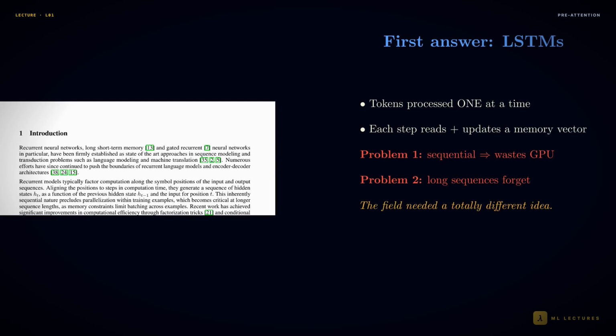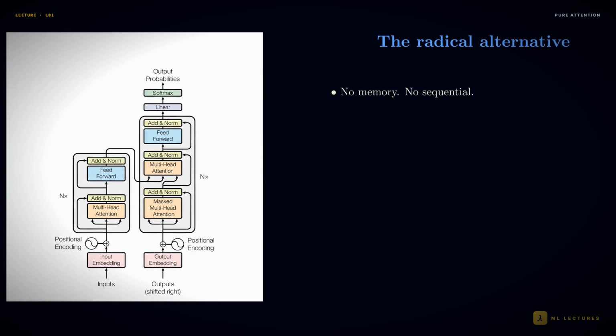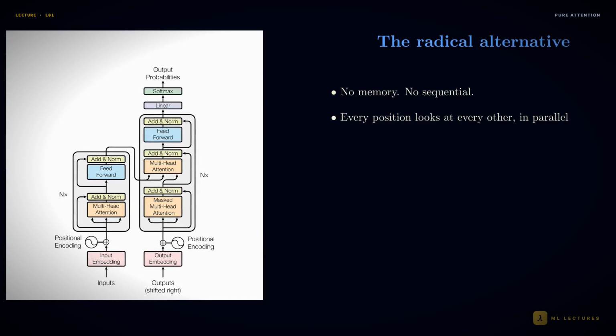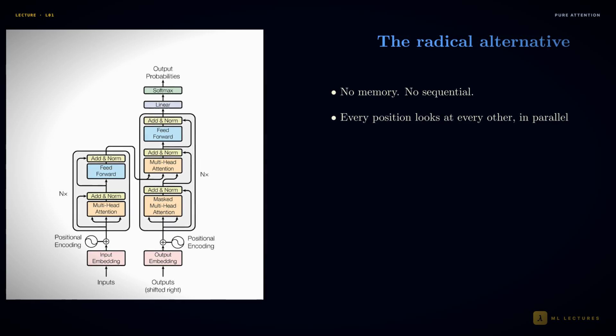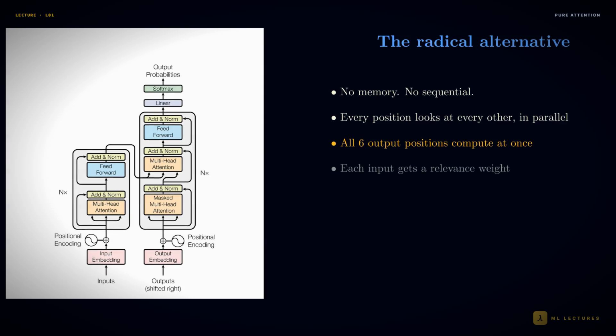Here is the radical alternative. What if no memory carrying, no sequential processing? What if every output position just looks at every input position in parallel? Take the cat sat on the mat. 6 tokens. The output at position 3 needs to decide what it should be. Instead of reading word by word, the output asks all 6 inputs simultaneously. Which of you matters for me? Each input gets a relevance weight. Output is just a weighted average of all 6 inputs.